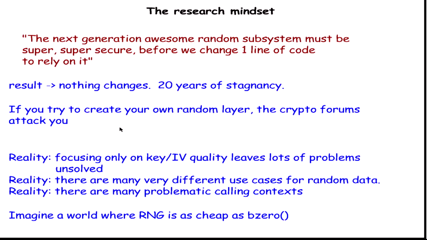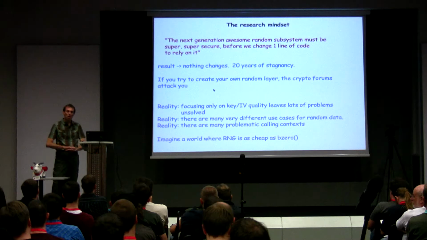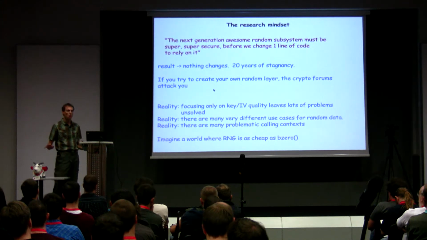And this is kind of like the research mindset. We will deploy a random number subsystem when we finally come up with the perfect one. And until we come up with the perfect one, we're going to have to tell everybody there is no random number subsystem deployed in your standard library, so therefore you can't use it. So not one line of code in a regular operating system actually has strong random numbers.